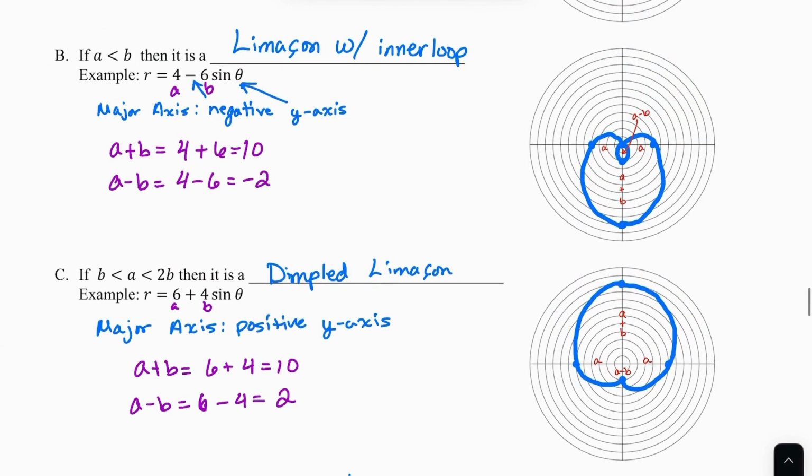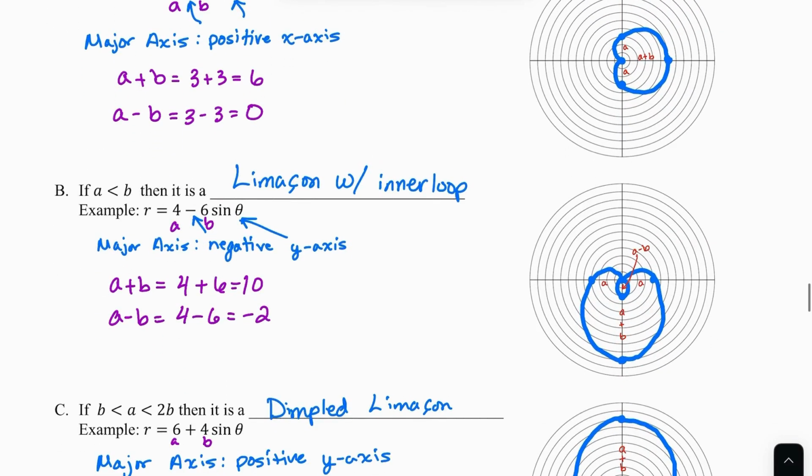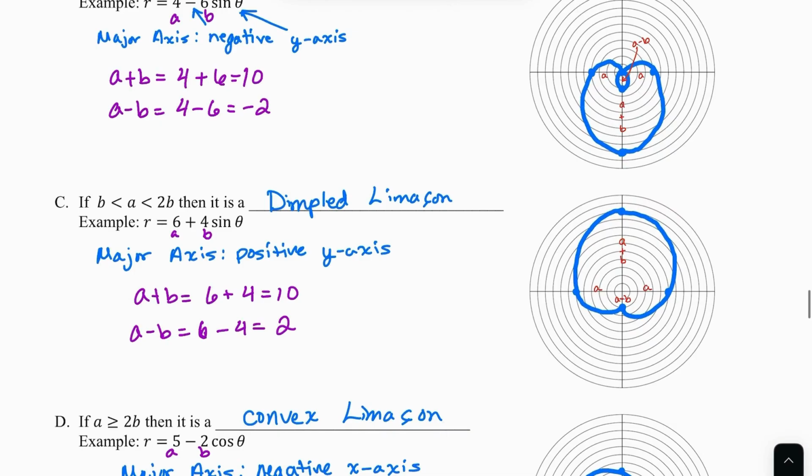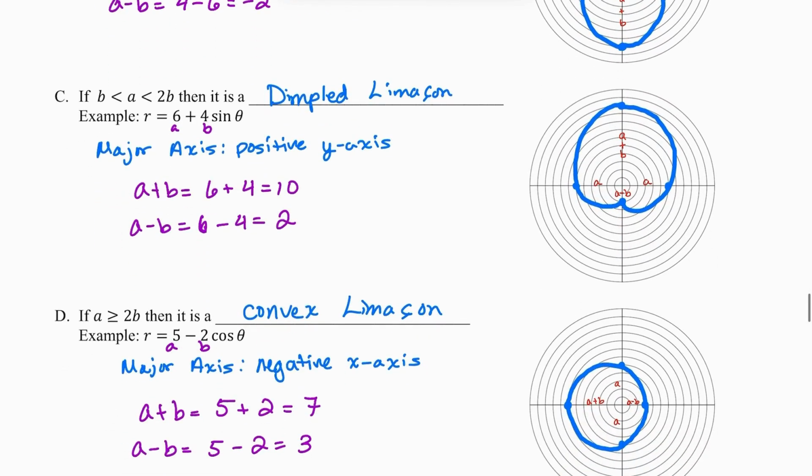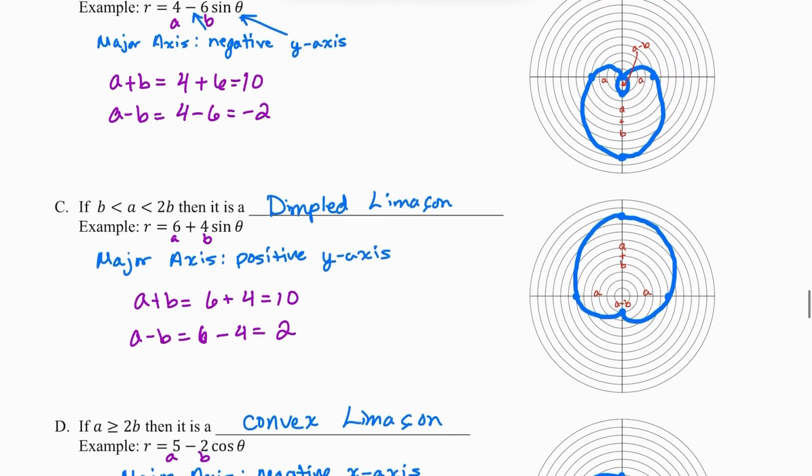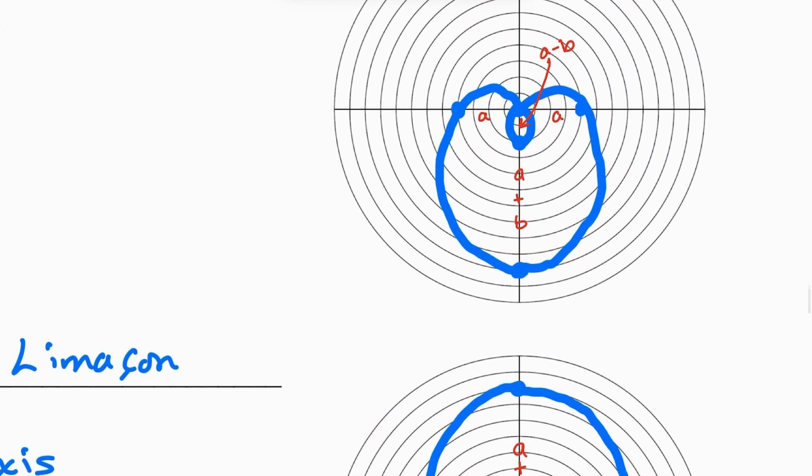So these are what limaçons look like. Make sure you know that that's what these look like and how we graph them, and how we determine where the major axis is. It's always going to be a plus b, a minus b, and a. Just sometimes your a minus b is negative, which creates that inner loop.